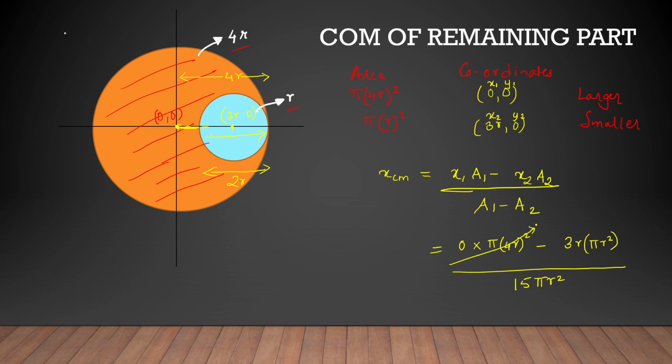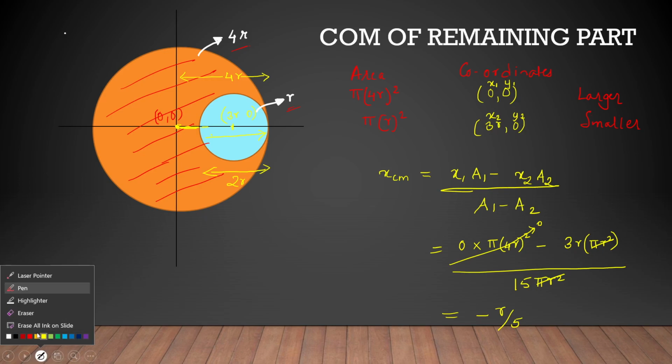Pi r square would cancel out. The answer would be minus r by 5 centimeter, if unit is not given we do not mention it. So minus r by 5 indicates it is towards the left hand side, that is over here.